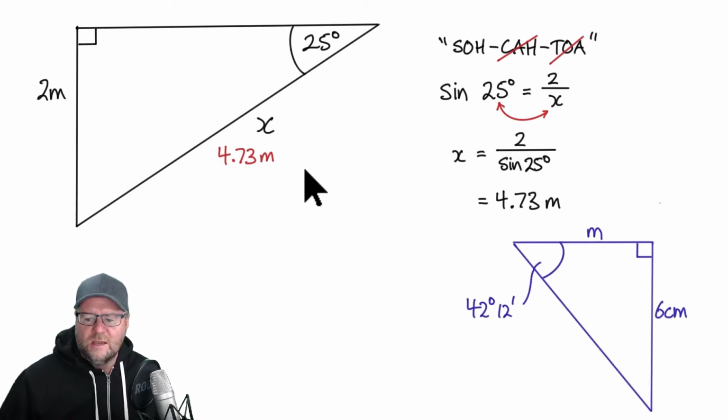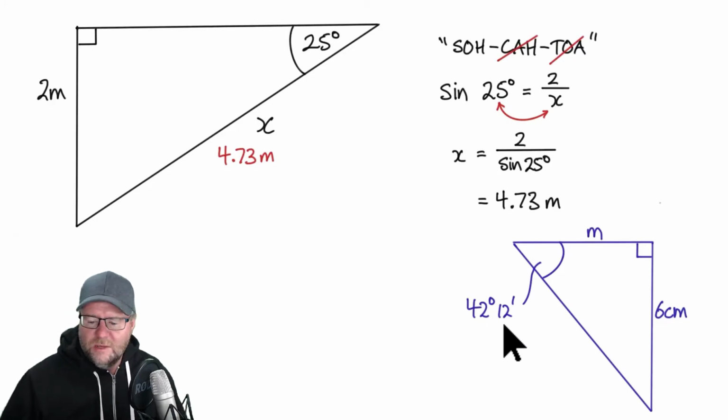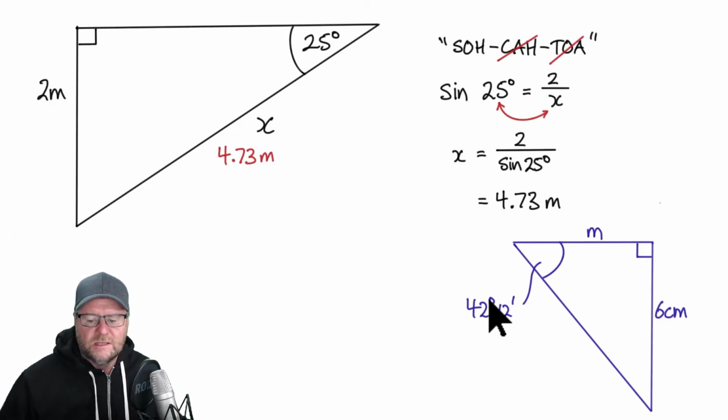Let's look at one more example. I've got a right angle triangle, so I can use sine, cos, or tan. Now, this format here, if you're not familiar, is 42 degrees and 12 minutes. So every degree is made up of 60 minutes. So if I break 1 degree down into 60 pieces, this is the format that you might see it in. 42 degrees, 12 minutes.